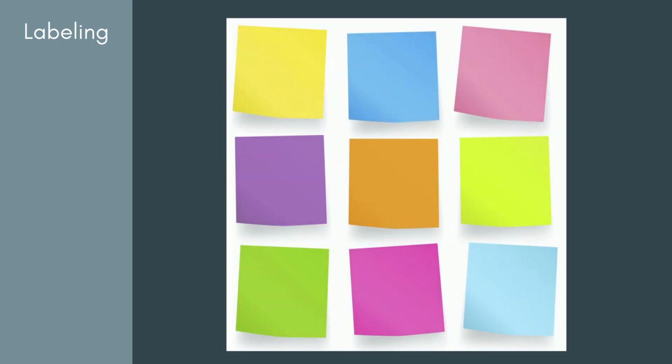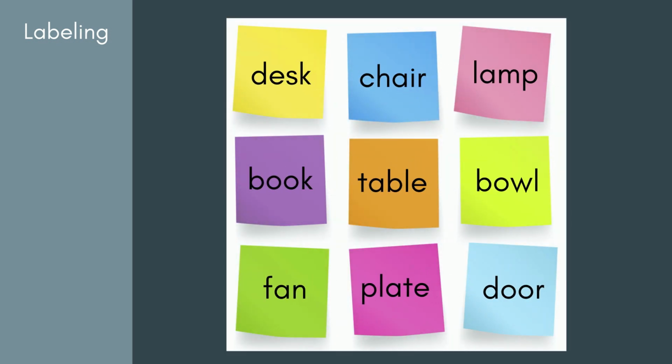Labelling. The children can label things around the room. One of the best ways to do this is to use post-its. They can also stick labels on big pictures or on pictures in books. Where appropriate, the children can be encouraged to label things around the room at home, as long as the parents agree.